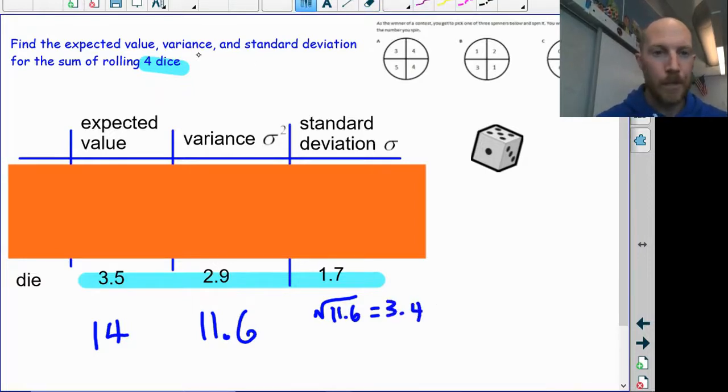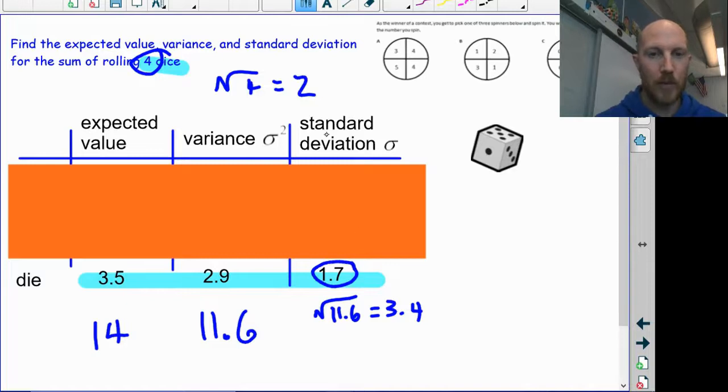Or, check this out, 4 is the number of repetitions. The square root of 4 is 2. I can multiply the original standard deviation by 2. 1.7 times 2 is also 3.4.